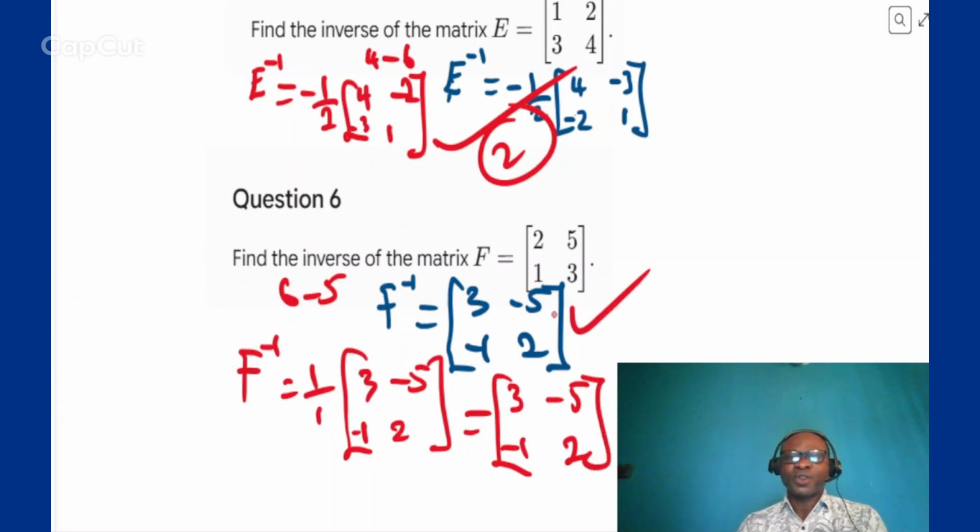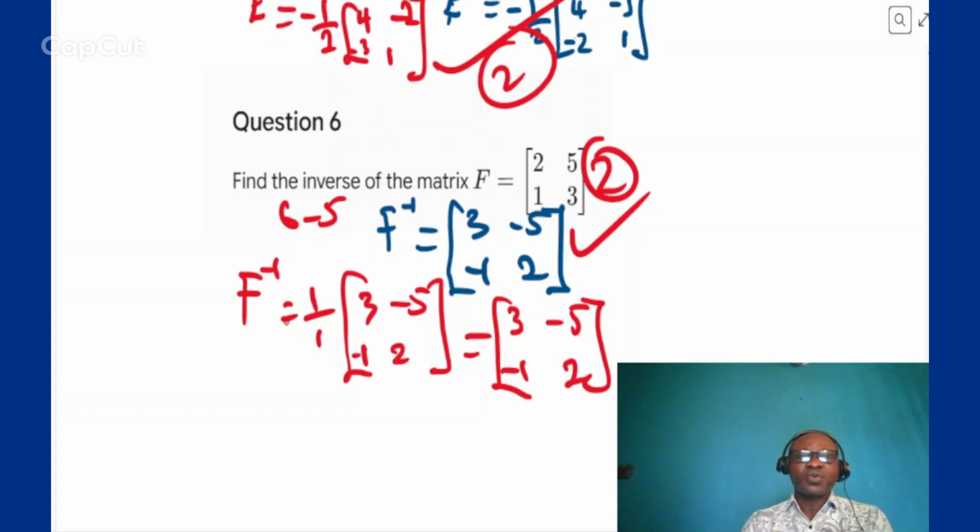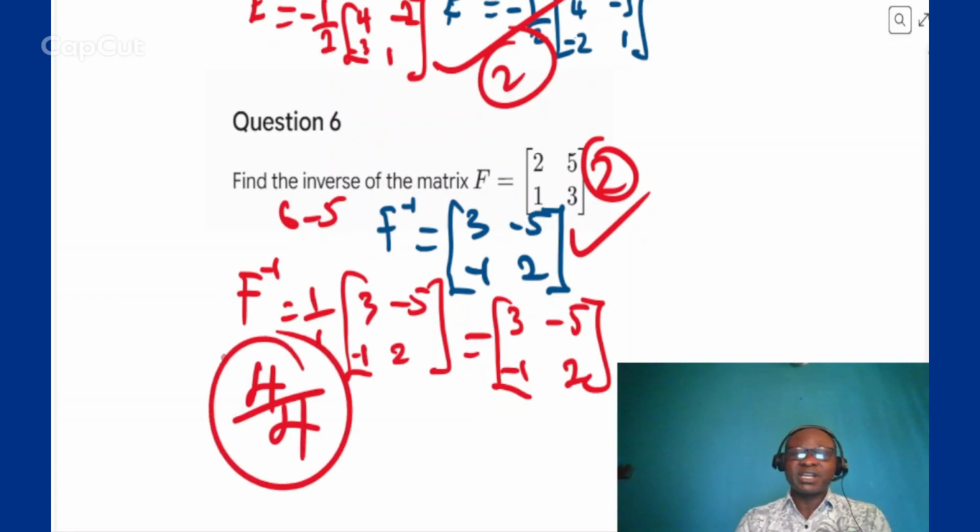Yes, sir. Okay, so you have understood perfectly how to find the inverse of a 2 by 2 matrix, meaning that in the next lesson, we are going to go into finding the inverse of a 3 by 3 matrix. That one is actually a big work.